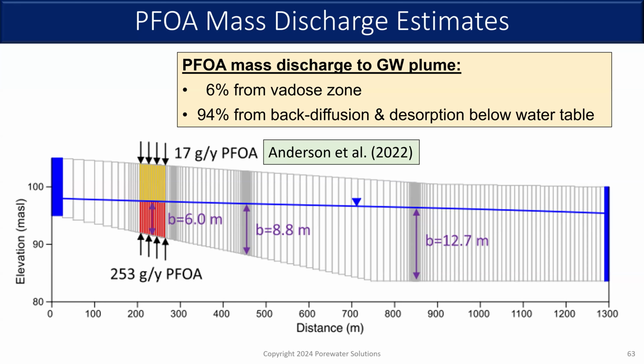Remember, we had 270 gram per year below the water table leaving the source area. So just quick mass balance, 17 gram per year from the vadose zone, 94% of the mass leaving that source area is actually coming from mass that's already below the water table. It's not coming from the vadose zone. So that's something you might want to look at if you're evaluating what to do with a source area, how much money to spend, say, on a source area remediation versus something down gradient with an adsorption barrier. If you can estimate the mass discharge with a simple lysimeter study, that might really help you do some cost-benefit decision making.